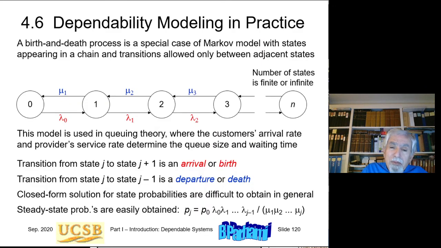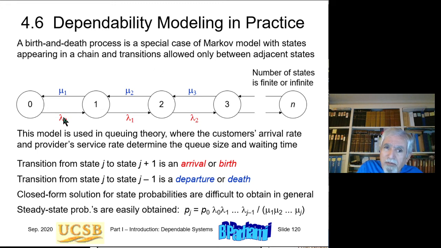Now what I have in this last section of the textbook, chapter 4, are a bunch of examples to basically provide more exercise, more practice for dealing with these models. A particular Markov model that is used extensively in practice is the so-called birth and death process.